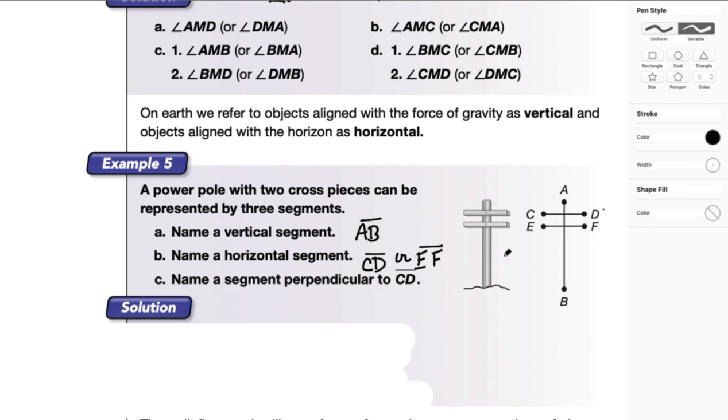Name a segment perpendicular to CD. We remember perpendicular means making a 90-degree angle. And so AB is the perpendicular segment.